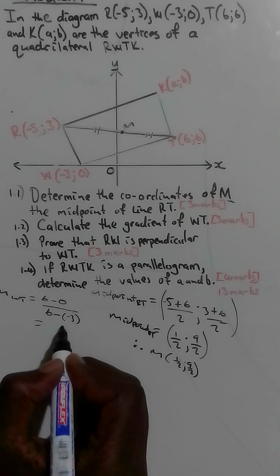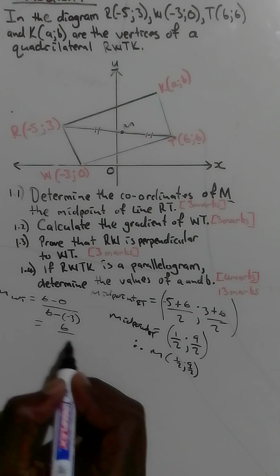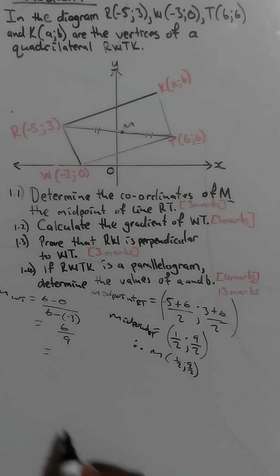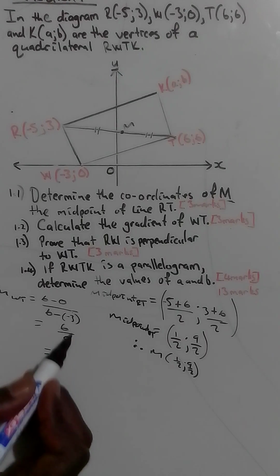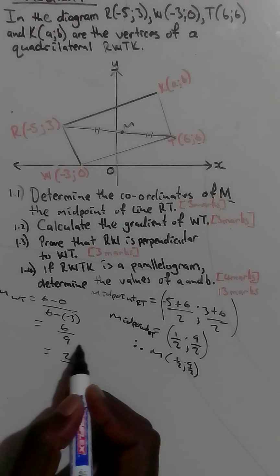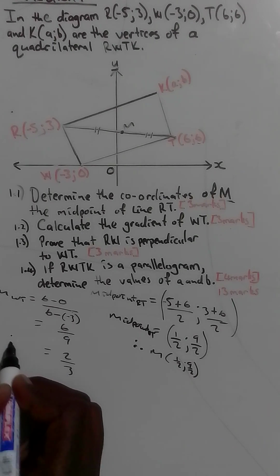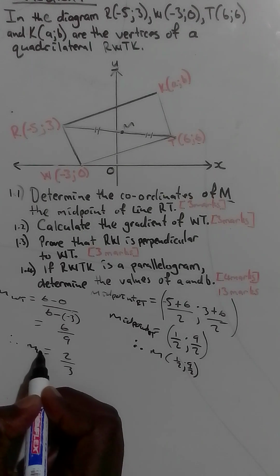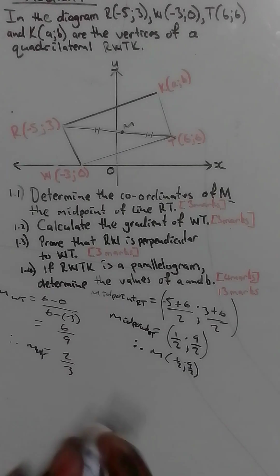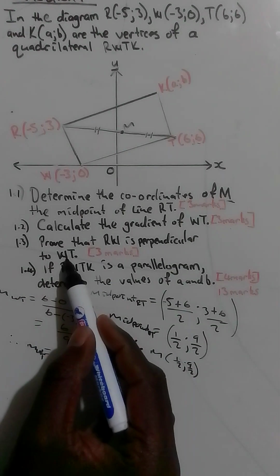Now 6 minus 0 is equal to 6, over 6 minus negative 3, negative times negative is a positive, so 6 plus 3 is equal to 9. When I divide by 3 on both sides, 6 divided by 3 is 2, and 9 divided by 3 is 3. So therefore I can conclude that the gradient of line WT is equal to 2/3, right? Done.